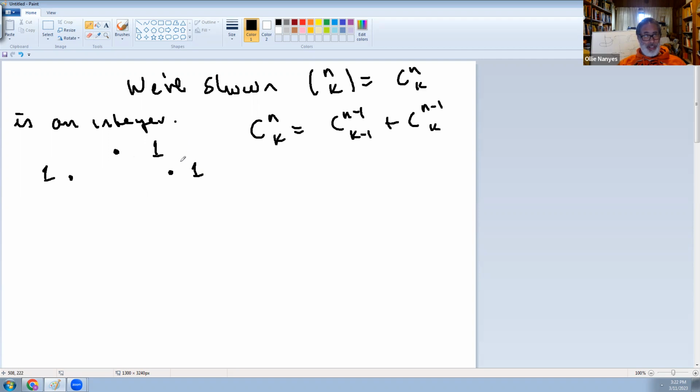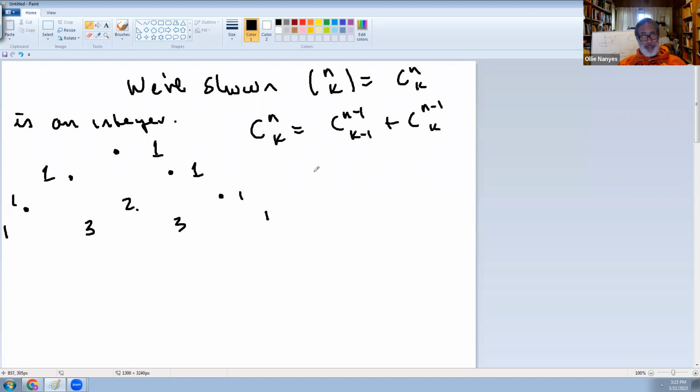So this is the 0th level. This is the 1st level. Call this a 1, call that a 1. Now 1 plus 1 is 2. And then we put a 1. 1 plus 2 is 3. 2 plus 1 is 3. And this is a 1.